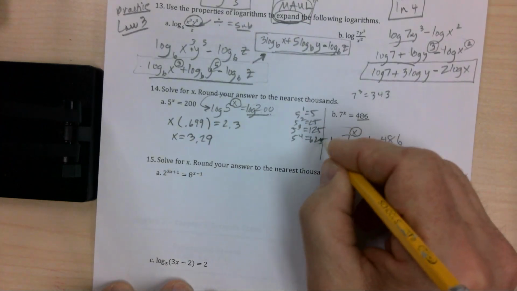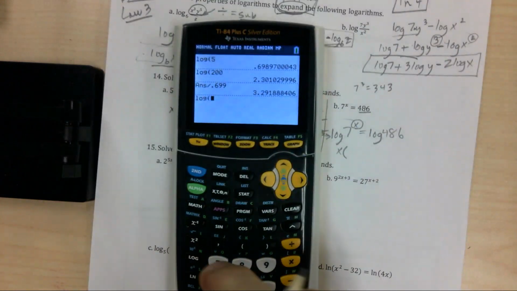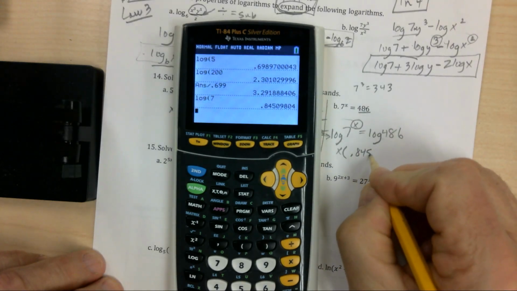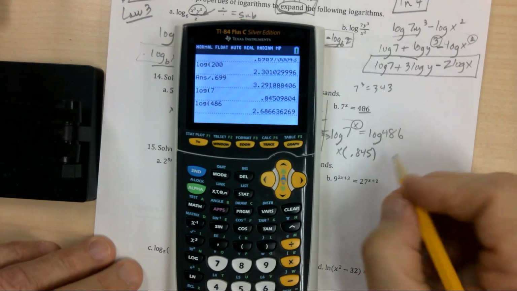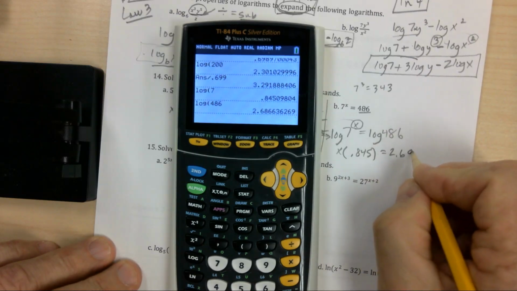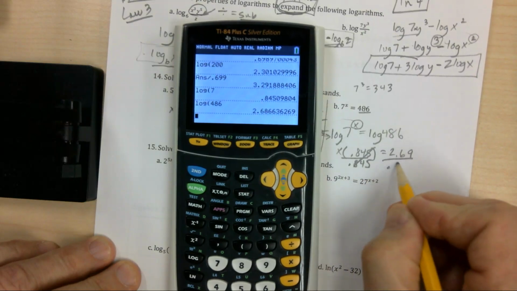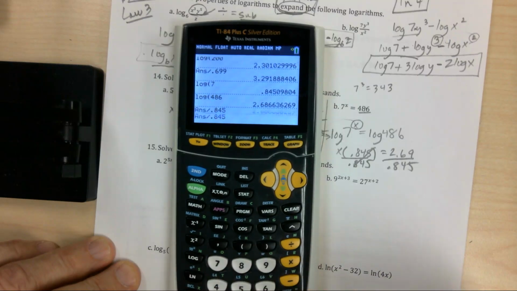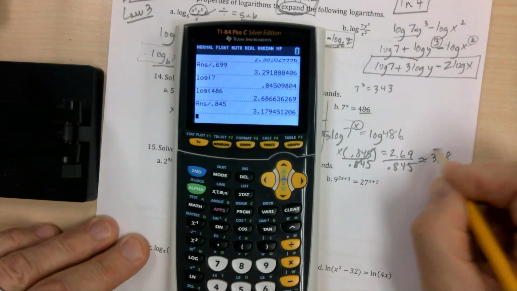So we take the x, bring it in the front. We look up log of 7. We get 0.845. And then I look up log of 486, 2.69. And then I divide by 0.845. 3.18 for that one.